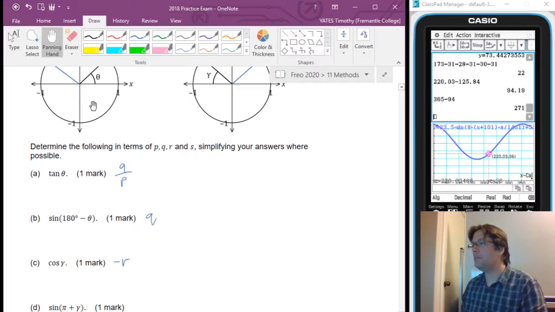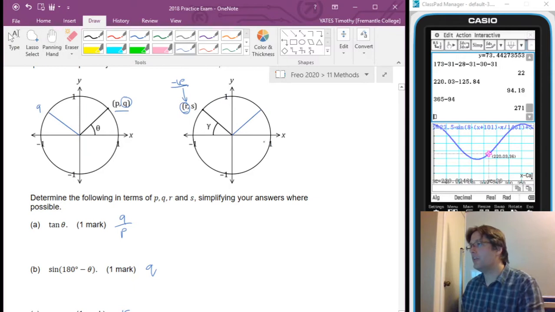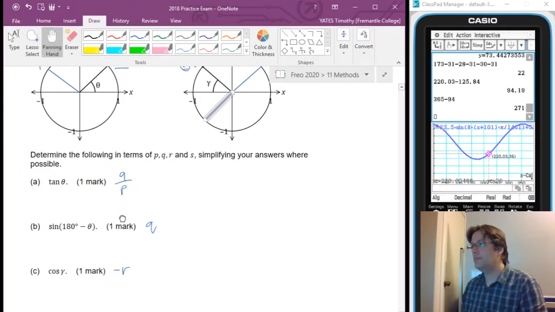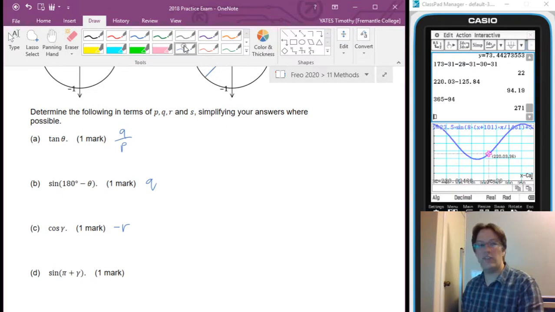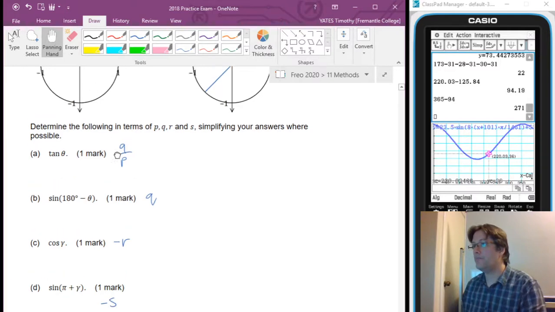Sine of pi plus gamma, that is going to be sine of pi, pi is 180 degrees, and then plus gamma, so that's going to be this angle down here. And that means that S, our y coordinate, is going to be negative. So sine of pi plus gamma is going to be negative S.